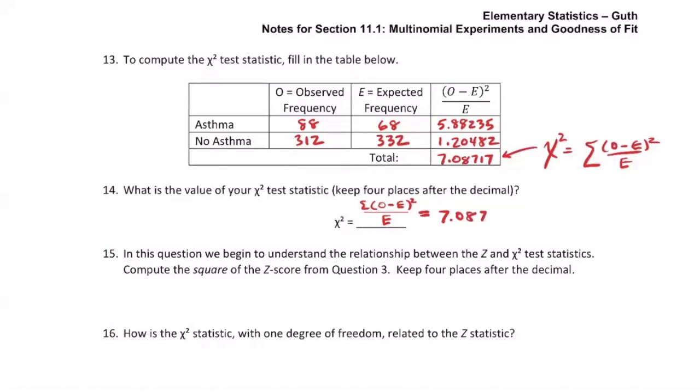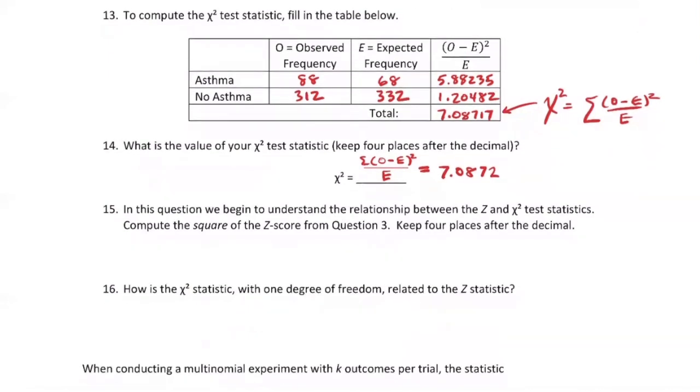Now it's telling me to round to 4 places. I don't let the cat out of the bag too early. I'll round it to 7.0872 now, fine. 4 places after the decimal. Okay. Oh, fine, I'm gonna keep the 17. I don't know what to do.